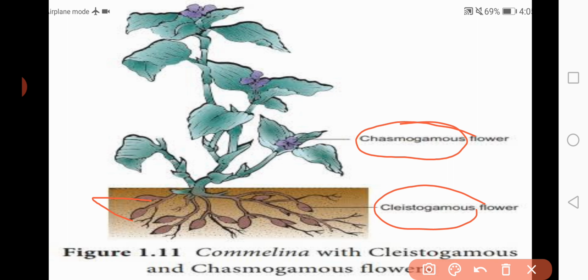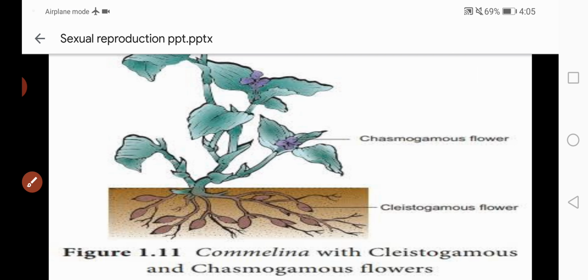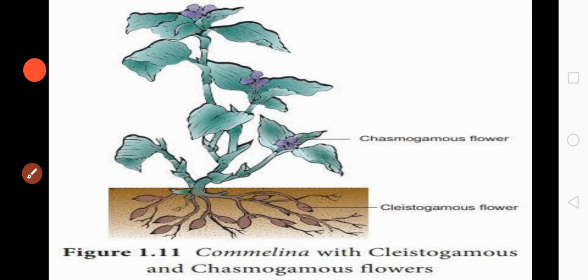So in a chasmogamous flower, either self or cross pollination can take place, but in a cleistogamous flower only self pollination takes place. Understood?